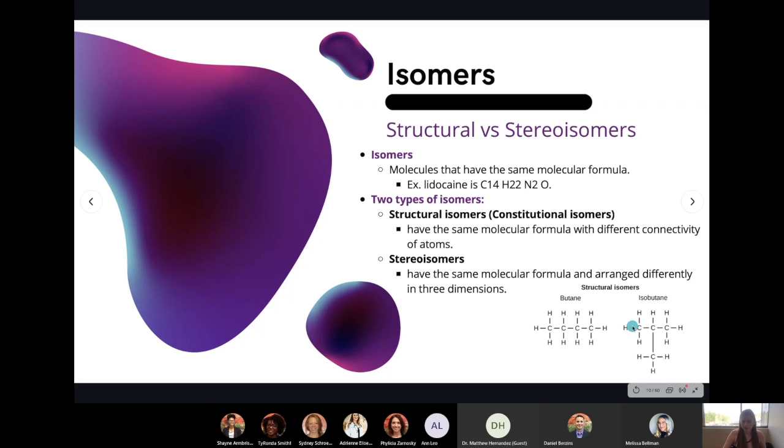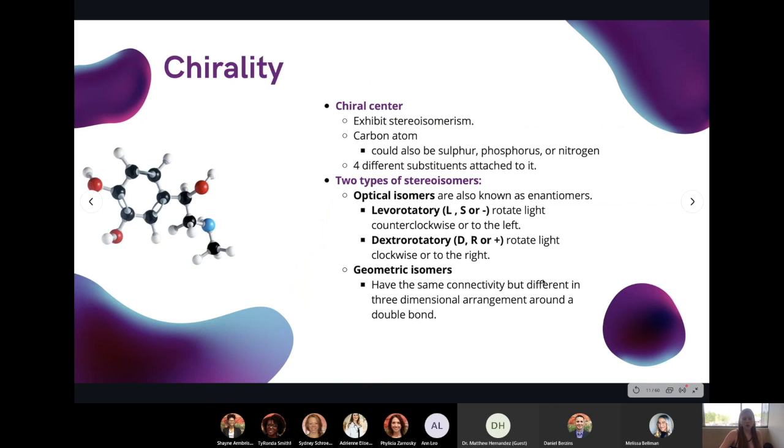For example, I have in a picture here the graphic of butane and isobutane, which have the same molecular formula but are arranged differently. So that would be structural isomers. Stereoisomers have the same molecular formula, are arranged differently in 3 dimensions, and have chiral centers. So molecules with chiral centers exhibit stereoisomerism. A chiral center is usually a carbon atom, could also be sulfur, phosphorus, or nitrogen, with 4 different substituents attached to it. There are 2 types of stereoisomers, optical and geometric stereoisomers.